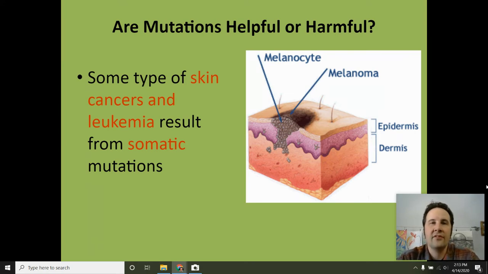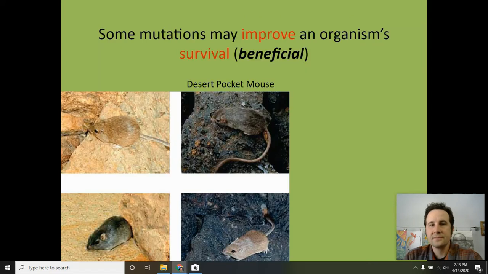Some types of skin cancer and leukemia are a result of somatic mutations. So that's why in the previous slide I had the picture of the lobster in the tanning beds. We have all of these people that go to tanning beds for some reason. Effectively, it's a cancer bed. You're like, yes, expose me to extra ultraviolet radiation because I love getting mutations. Stop it. Just enjoy being whatever color you are and leave it that way. Avoid the mutations.